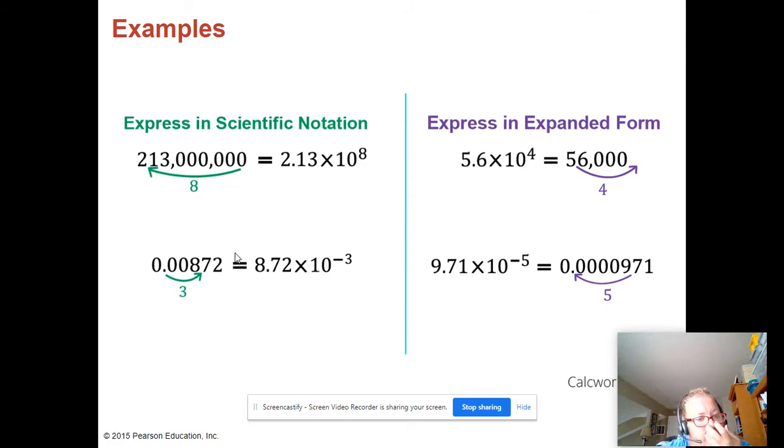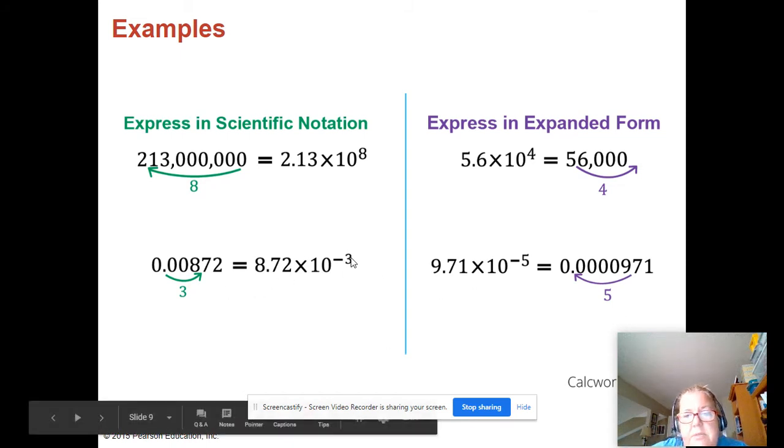Here we have a really small number, and so we're going to have to move our decimal to the right to get it to be in scientific notation. Again, it has to be between 1 and 10. So we move it 1, 2, 3, and it's to the right. Therefore, it's going to be a negative exponent.